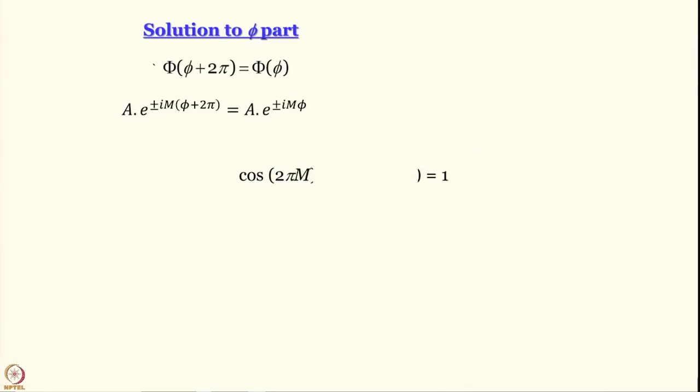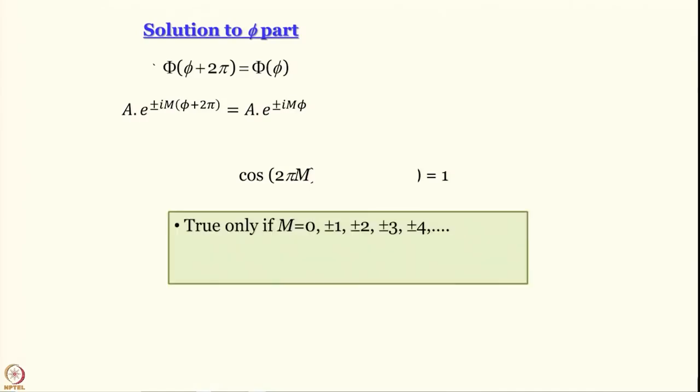So, it turns out that cos 2 pi m is equal to 1. This is going to be true not only for m equal to 0, but also m equal to plus minus 1, plus minus 2, plus minus 3, plus minus 4 and so on and so forth, right. So, we have obtained this quantum number capital M, which can go from 0 to infinity with integral steps of increase. And now we are curious to know what is the story that this capital Phi tells us. What kind of information does capital Phi contain?